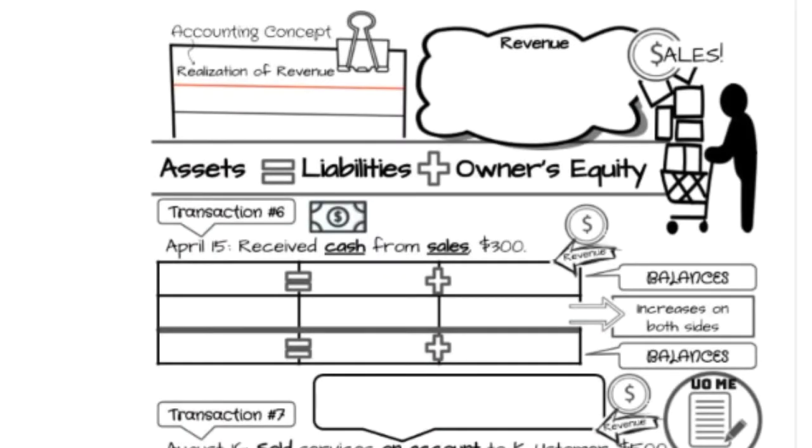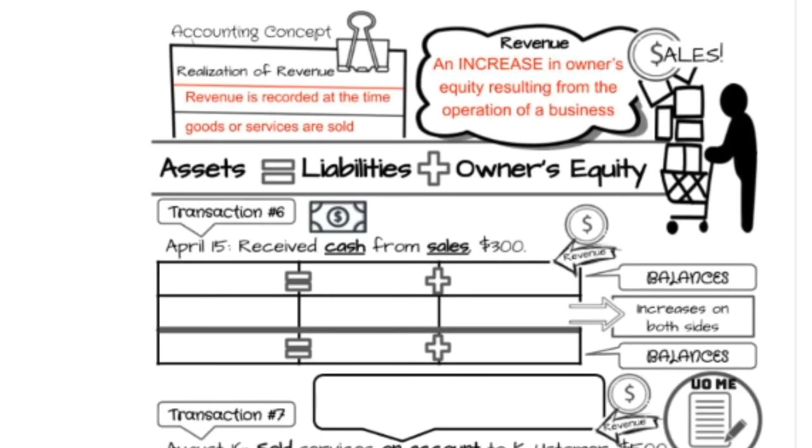So here we are on page 5, and we're going to start with the accounting concept, realization of revenue. And what this states is that revenue is recorded at the time goods or services are sold. And what is revenue? Well, revenue is an increase in owner's equity resulting from the operation of a business. In other words, sales. So businesses don't always collect cash when something is sold. And so realization of revenue is all about recording that sale when it's made, regardless of whether or not the customer pays you at that time.